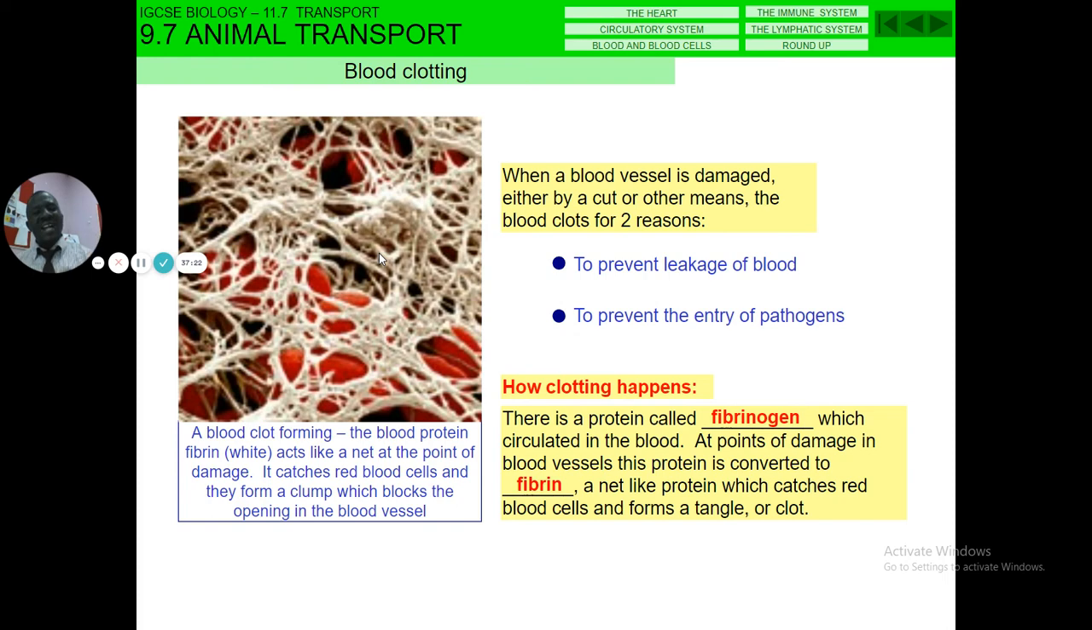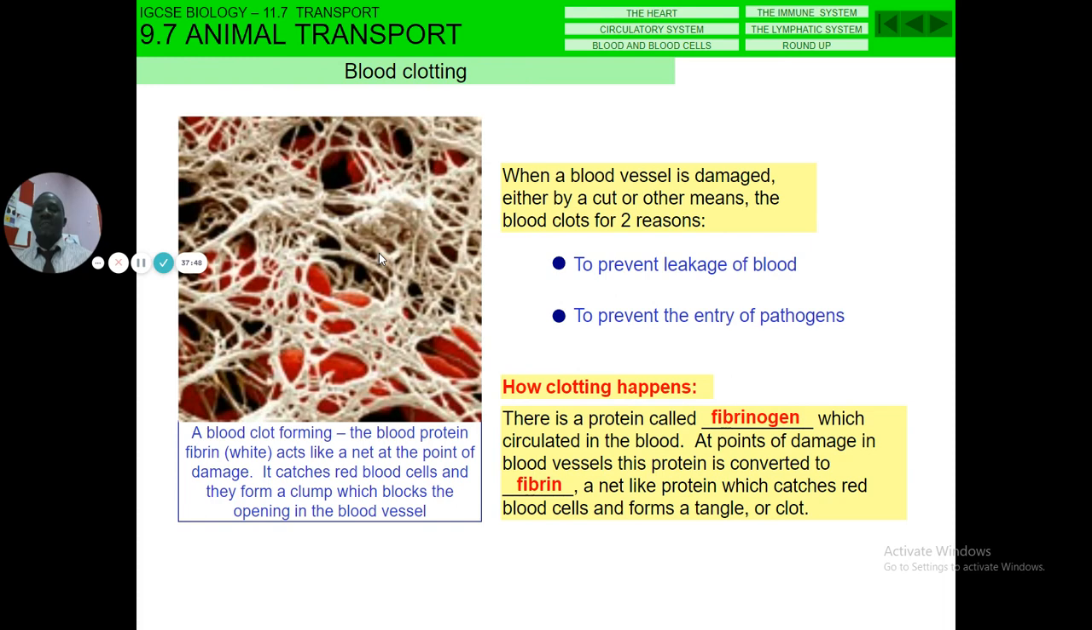But there are people who have a genetic disease known as hemophilia. Hemophilia is when an individual lacks the initiating factor to blood clotting. The initiating factor to blood clotting, once it is not there, you are suffering from a genetic condition known as hemophilia. So what is happening here?